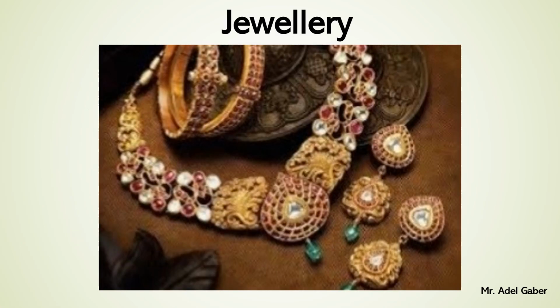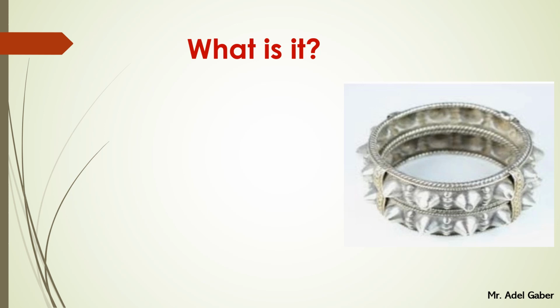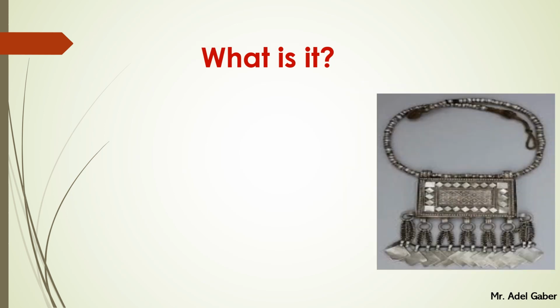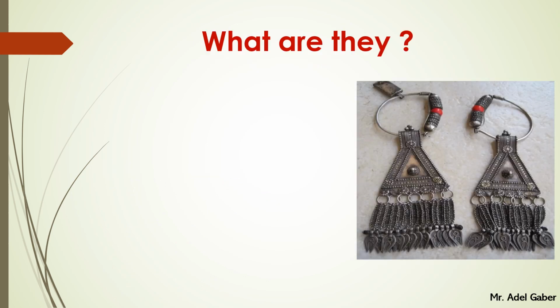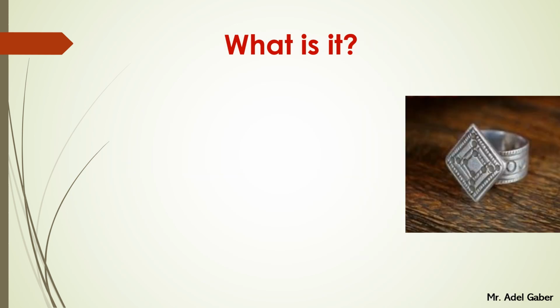What can you see in this picture? It is jewelry. What is it? It's a bracelet. What is it? It is a necklace. What are they? They are earrings. What is it? It's a ring.